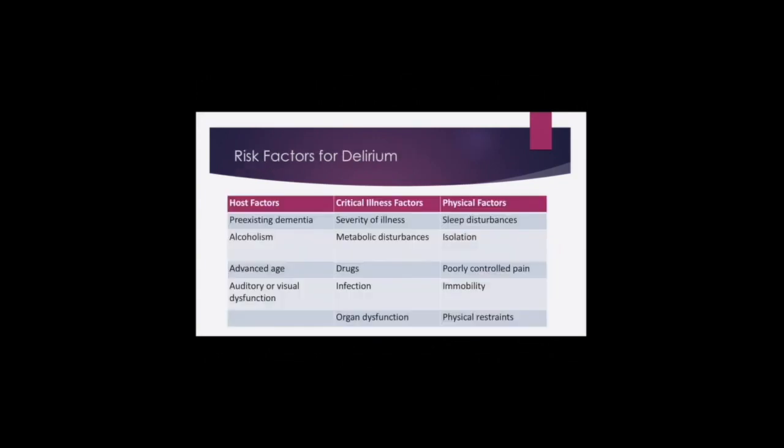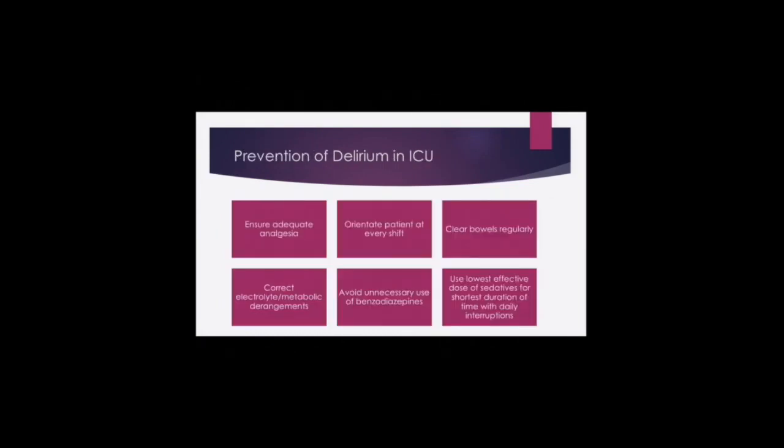The following table illustrates some of the risk factors for delirium in ICU. The steps taken to prevent delirium are similar to what we do for our general ward patients. We should ensure that our patients are pain-free, regularly clear their bowels, and we should try to reorientate them at every shift. Electrolyte abnormalities should be corrected. ICU-specific management of delirium includes minimizing the use of benzodiazepines and using the lowest effective dose of sedatives for the shortest duration of time with daily interruptions.